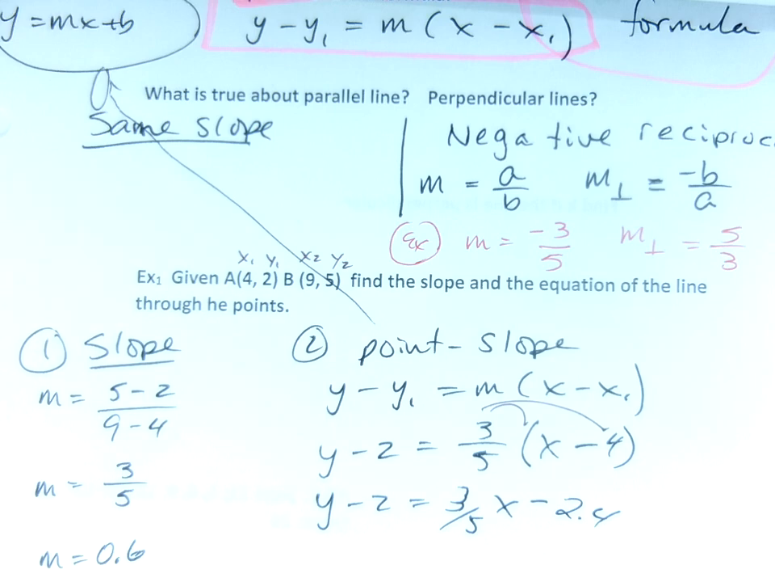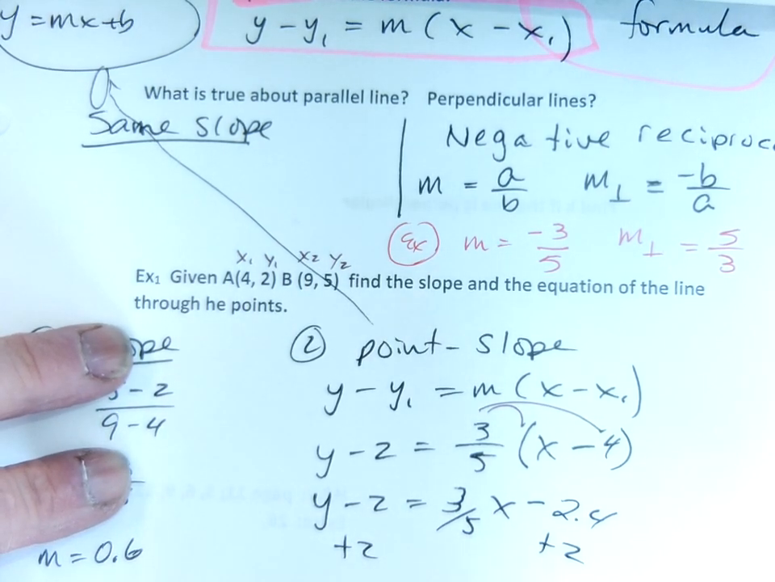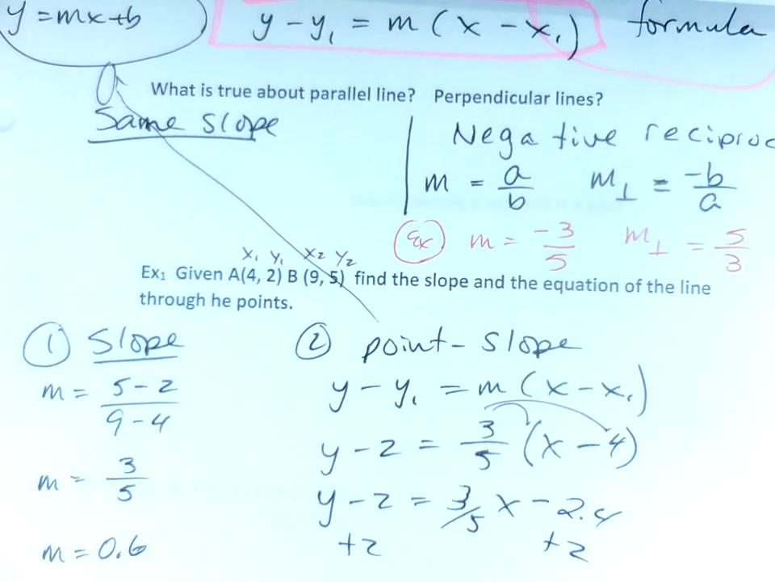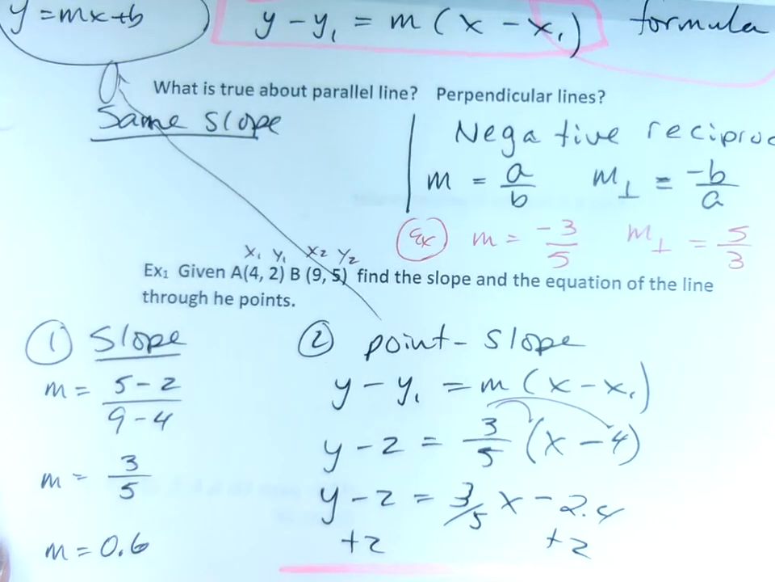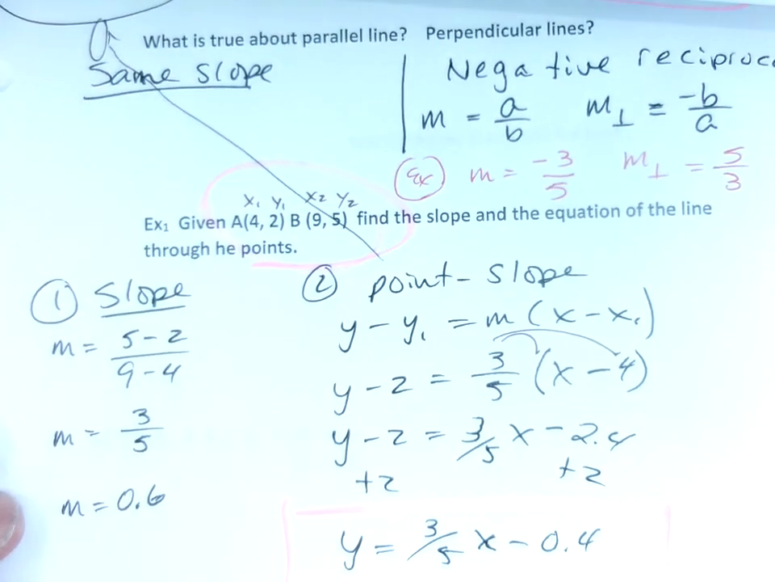Okay, so then we just add 2, right? Plus 2, almost done. And get y equals 3/5 x minus 0.4, okay? And that's the equation of the line that passes through these 2 points, okay? This equation goes through these 2 points, okay?